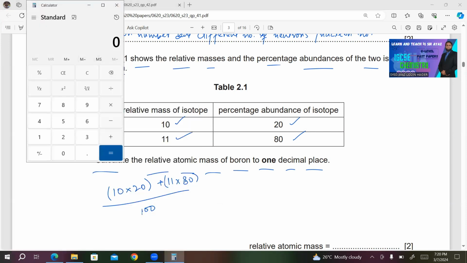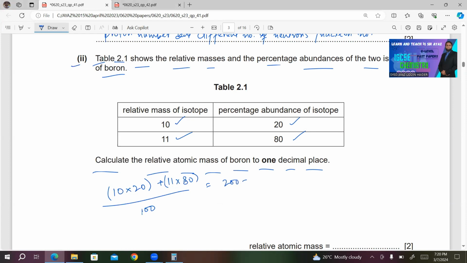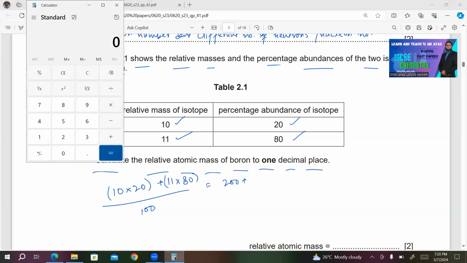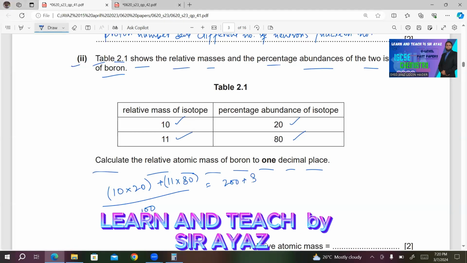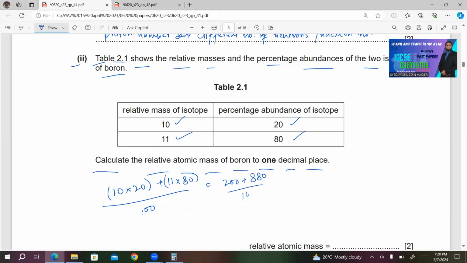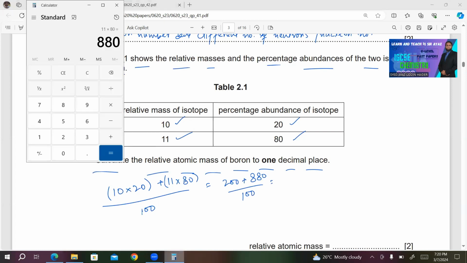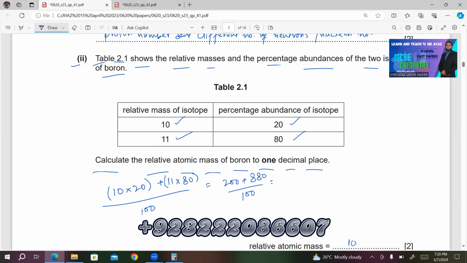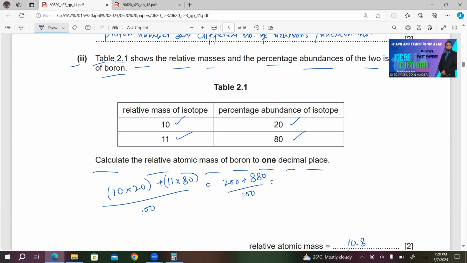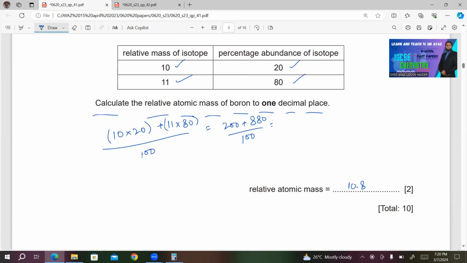Let's do the calculation. So 10 multiplied by 20 gives 200 plus 11 multiplied by 80 gives 880. So finally 200 plus 880 divided by 100 gives 10.8. 10.8 will be the relative atomic mass for this boron.